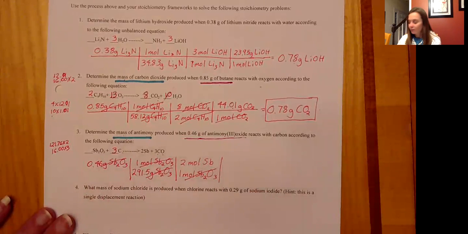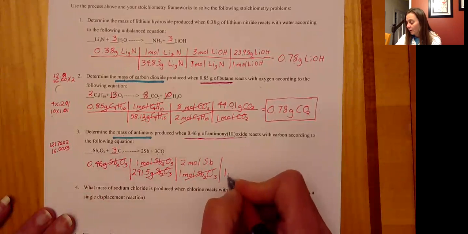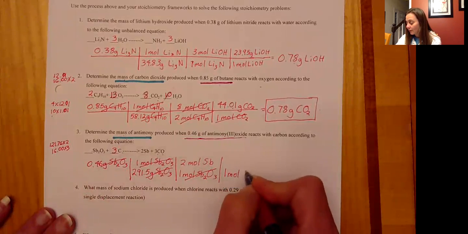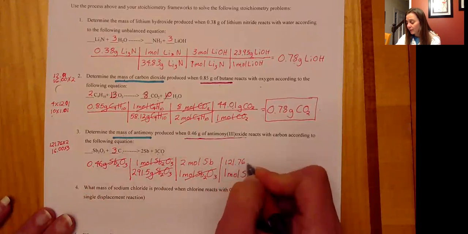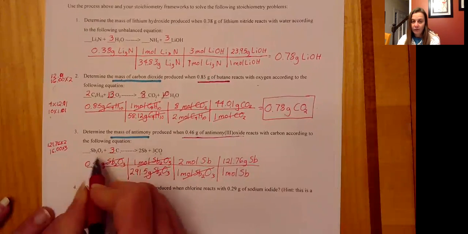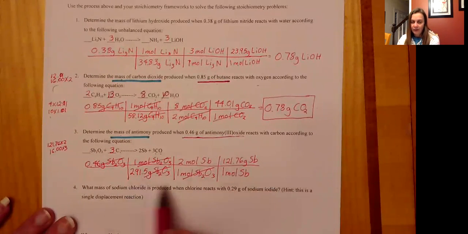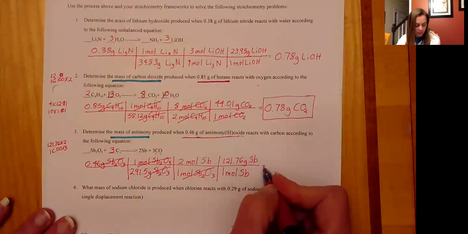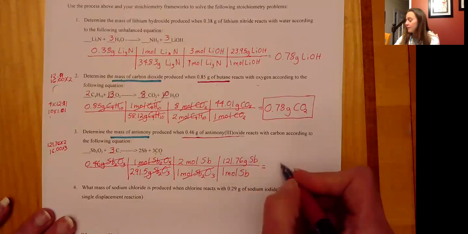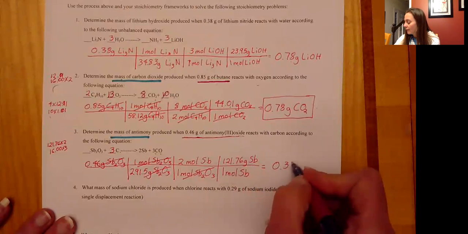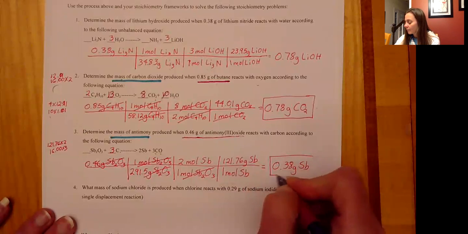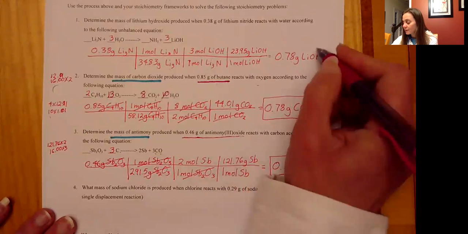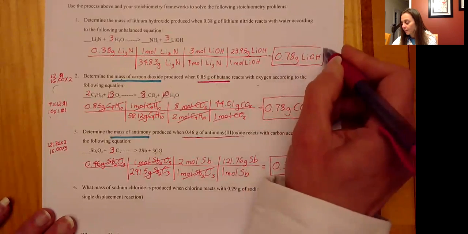So I'm going to need to use molar mass. So 1 mole of antimony has a mass of 121.76 grams. And so I'm going to multiply across the top and divide by the bottom. And when we do all of that, we get 0.38 grams of antimony. So same process each time.